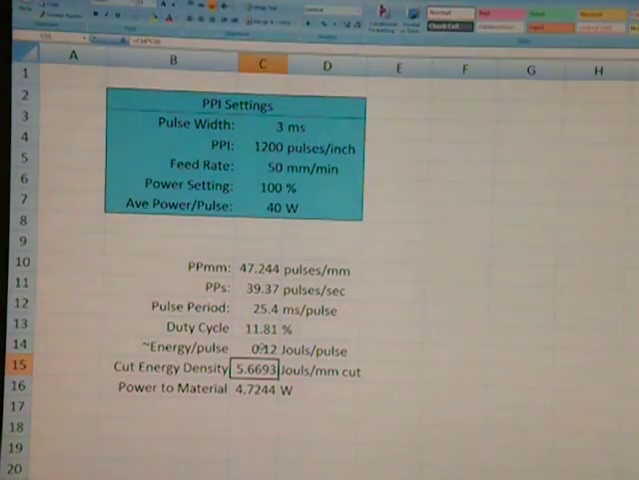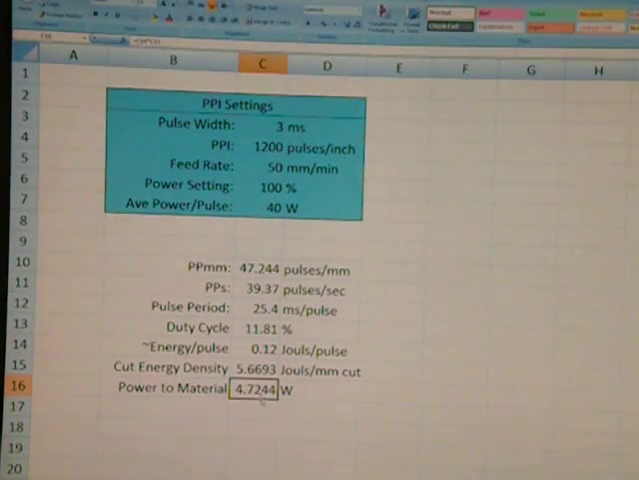And that's just because you're starting to get overlapping power density. Okay, so this is really the number that's going to affect how deep you can cut with PPI. Okay. Now the second thing that you have to be concerned about is the actual power that you're putting into the material.